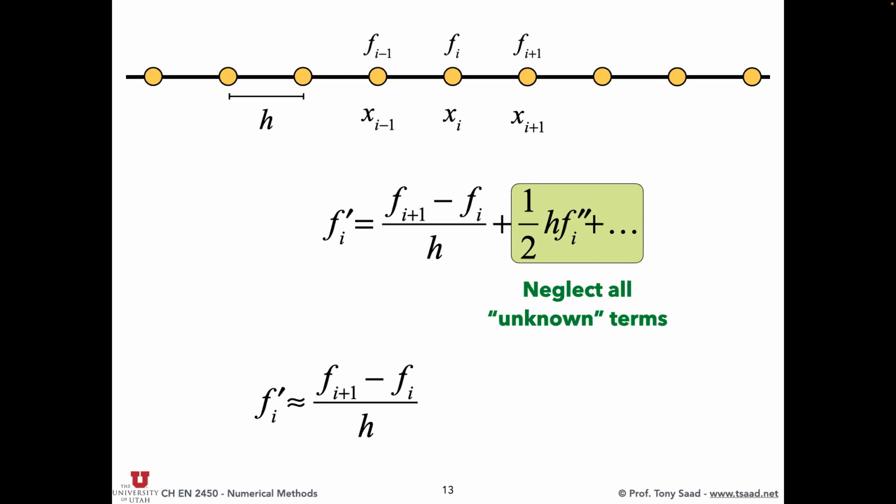And we're going to declare that one approximation to the derivative at point i, given only values of f at i plus one, i minus one, and so on. At any point i, one approximation to the derivative, f prime i, is f i plus one minus f i over h, with an error that looks like one over two h f double prime i and so on, plus ad infinitum.